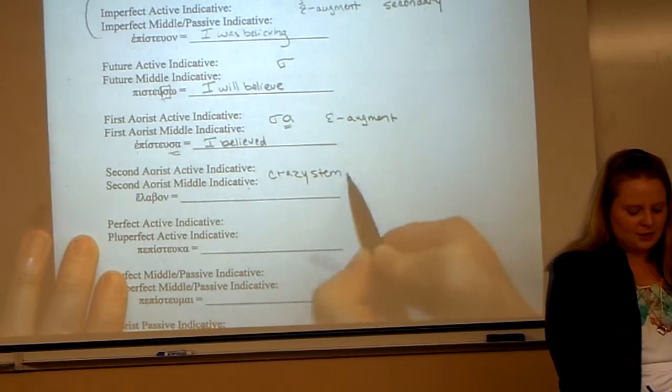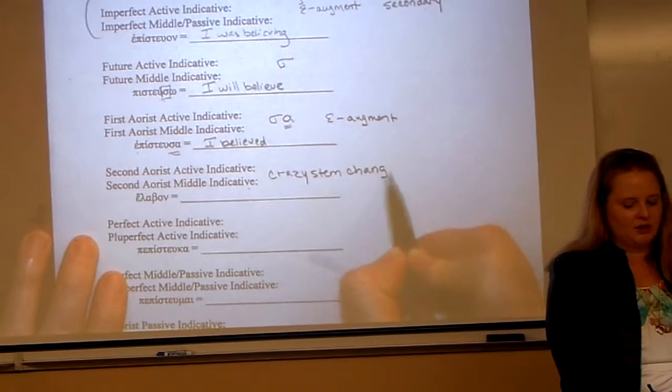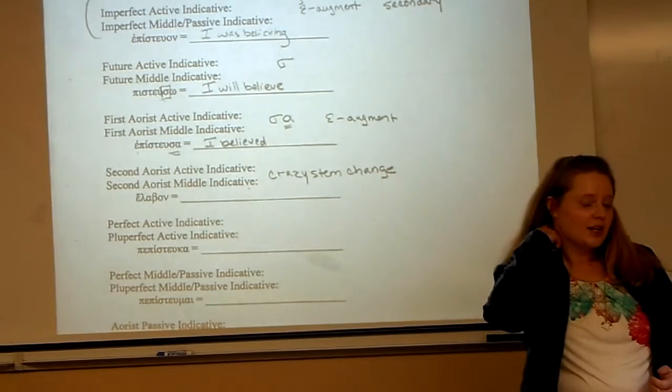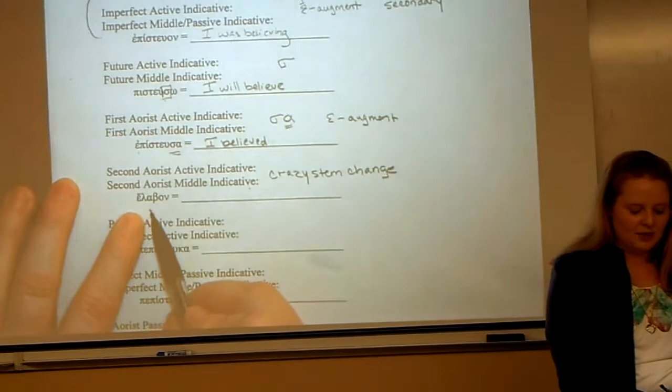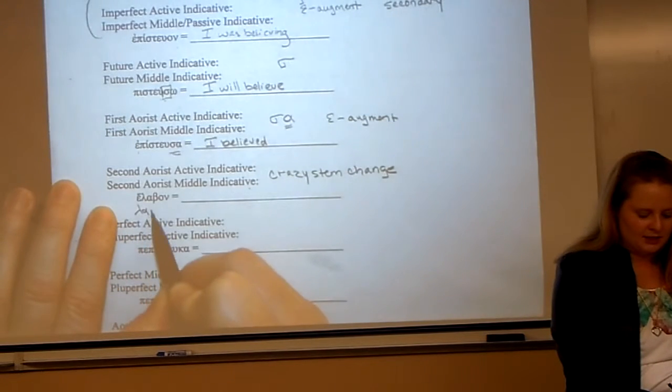These ones you can't predict, you just have to learn. And so I've given you 5 that you're going to work on right now. They also are the ones that you're just memorizing in your vocab. So here's an example. This is from lambano, that's the main verb.